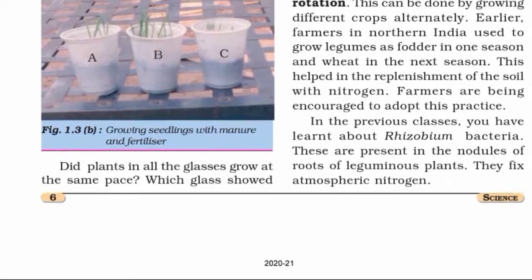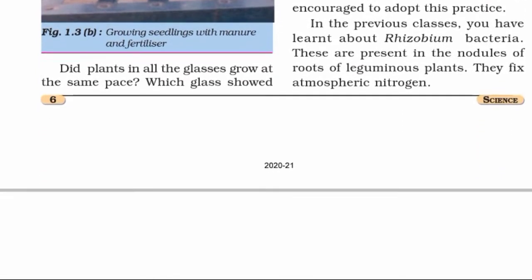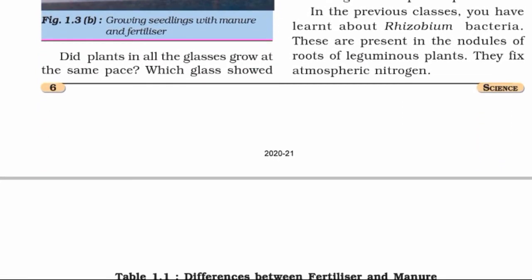In the previous classes, you have learnt about rhizobium bacteria. These are present in the nodules of roots of leguminous plants. They fix atmospheric nitrogen. Page 7.